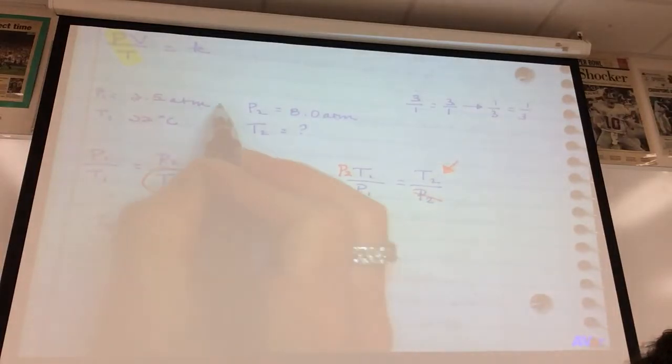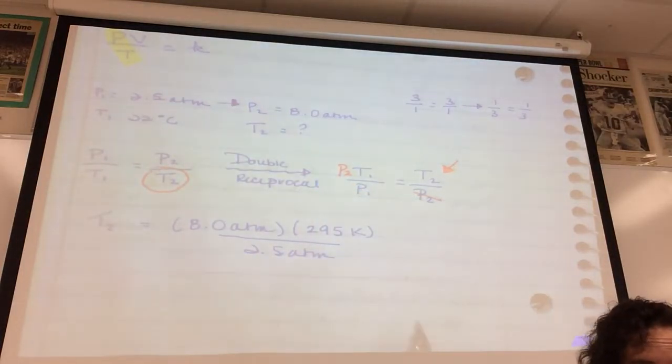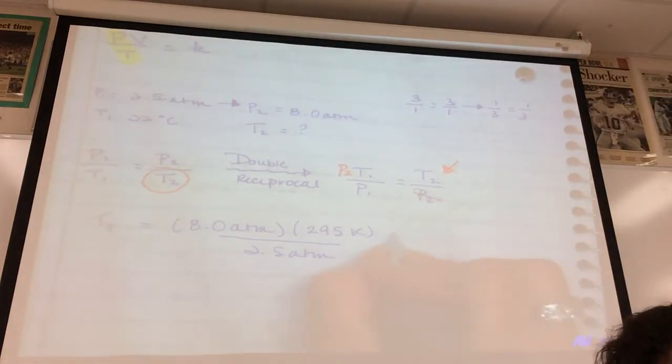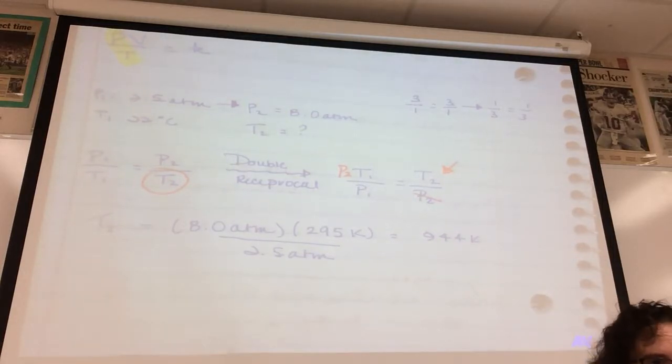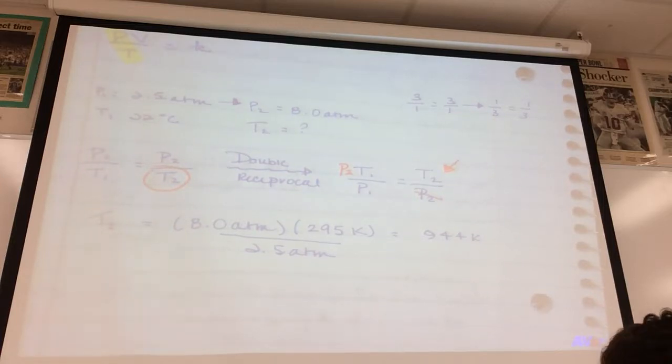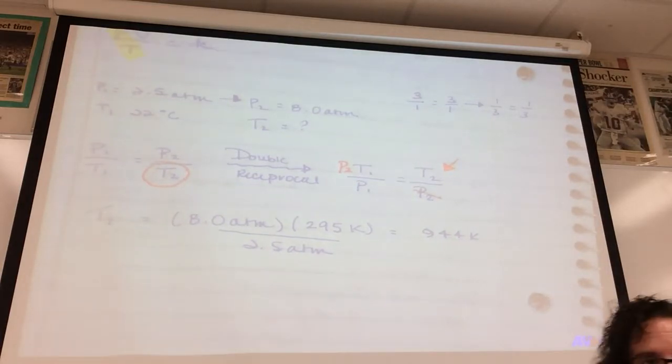Make sure your answer makes sense. The pressure is increasing by a little less than 4. The Kelvin temperature better increase by the same factor. So you have 8 times 295 divided by 2.5, and that's 944 Kelvin. So when the temperature exceeds 944 Kelvin, that rupture is likely to occur.